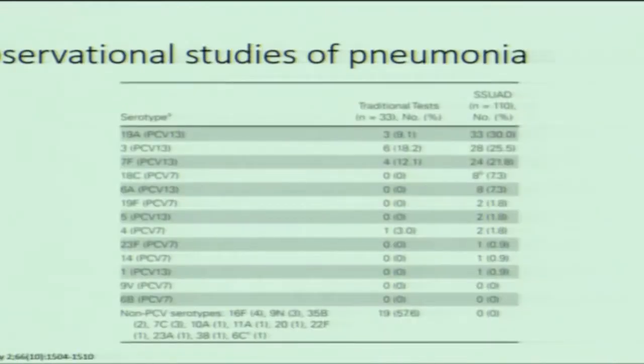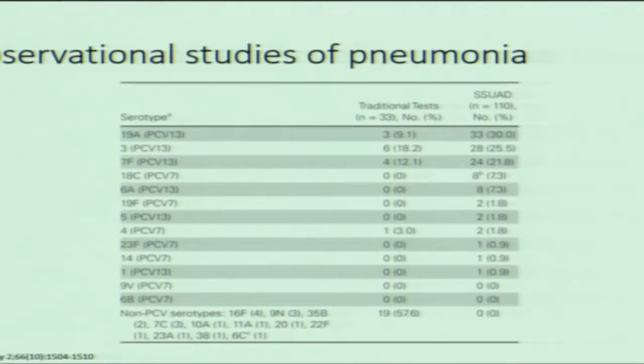So perhaps the most important evidence making us wonder about the effectiveness or the utility of continuing routine PCV13 vaccination in adults is looking at studies of pneumonia. This is data from the EPIC study, a prospective observational study of community-acquired pneumonia in 2 centers in the United States, where patients hospitalized for community-acquired pneumonia had a massive workup done looking for the microbial etiology of their pneumonia.